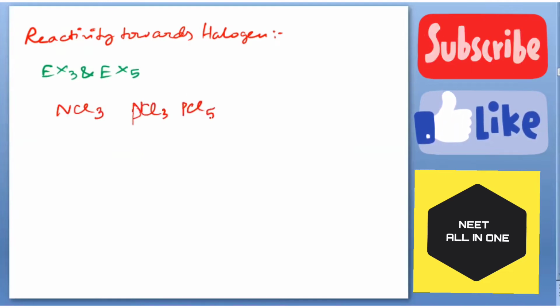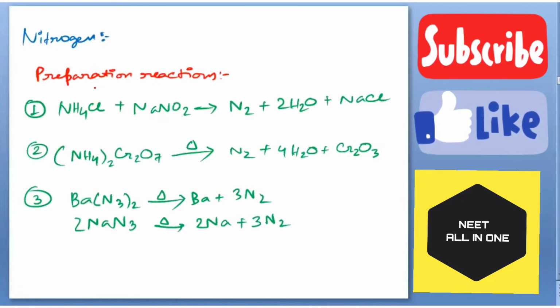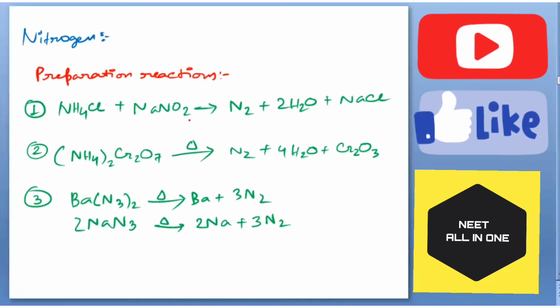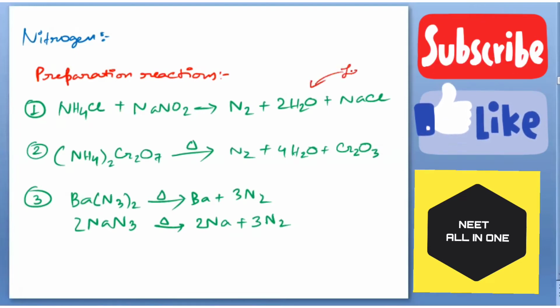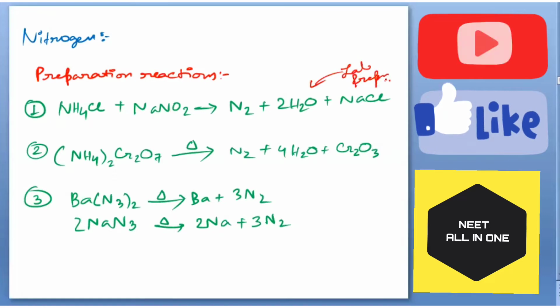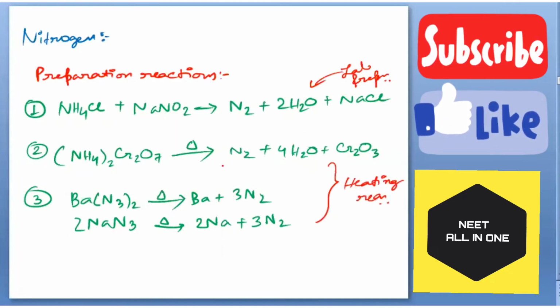For nitrogen, we have shown here preparation reactions of N2. That is NH4Cl plus NaNO2, which gives N2 plus 2H2O plus NaCl. It is our lab preparation. Now the rest of the three are heating reactions. They are not lab reactions, but we can also get N2 from there. That is (NH4)2Cr2O7, if we heat it, gives N2 plus 4H2O plus Cr2O3. Ba(N3)2, if we heat it, gives Ba plus 3N2. And 2NaN3, if we heat it, gives 2Na plus 3N2.